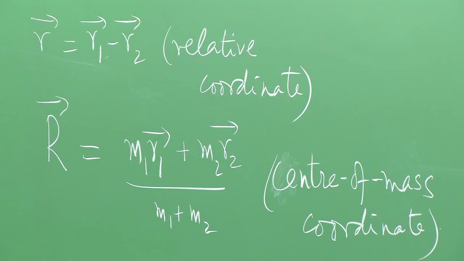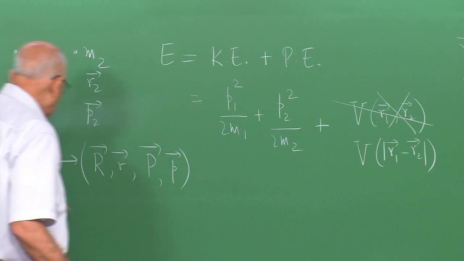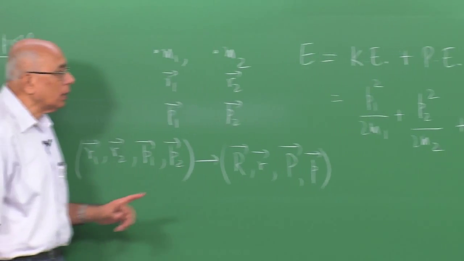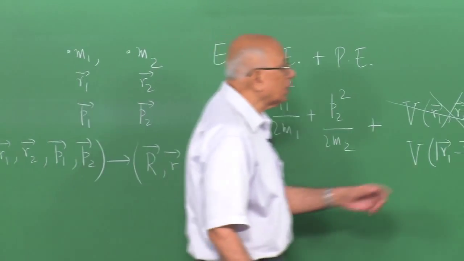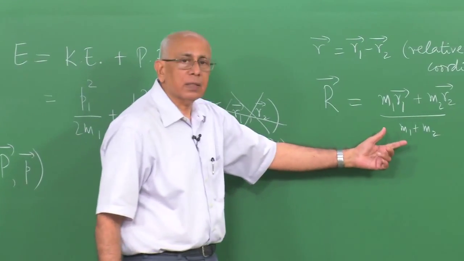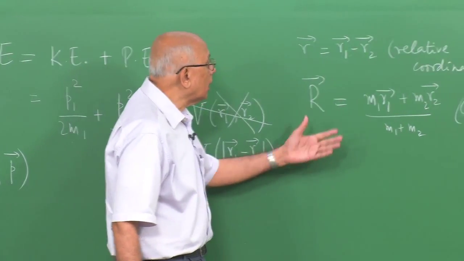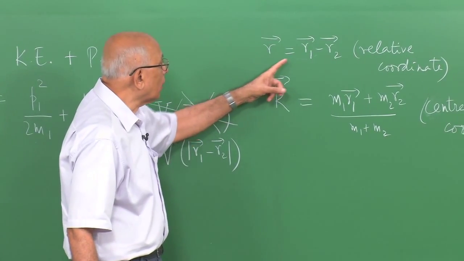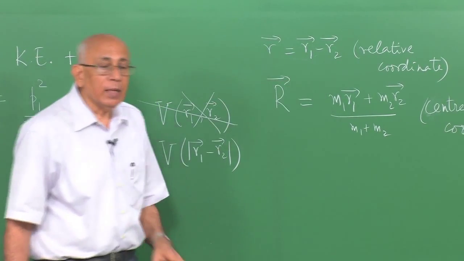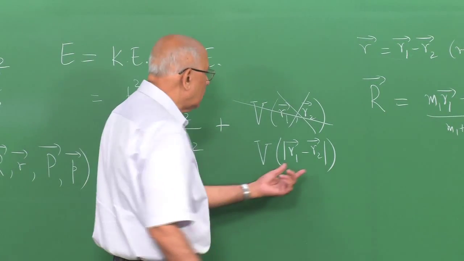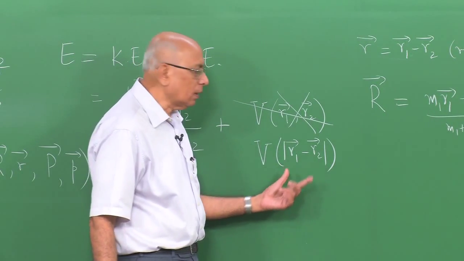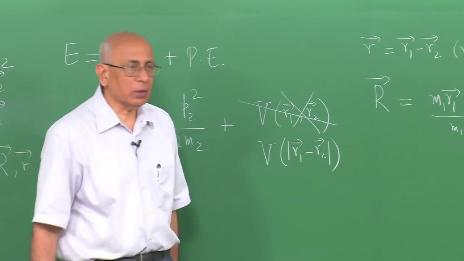So, instead of the vectors r1 and r2, one uses two new linear combinations of these vectors, one of which is the relative coordinate and the other is the center of mass coordinate. Now, it is immediately clear that I could have defined the relative coordinate as r2 minus r1, it will not make a difference, and basically that is because this is only a function of the magnitude of this vector, its absolute sign does not matter at all.